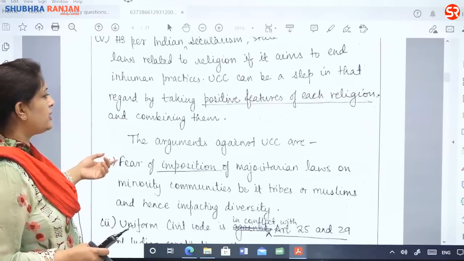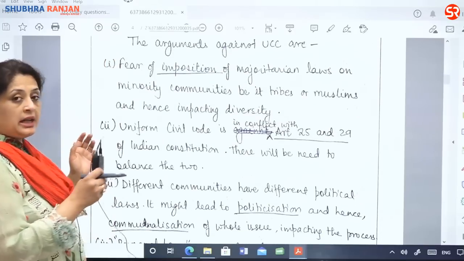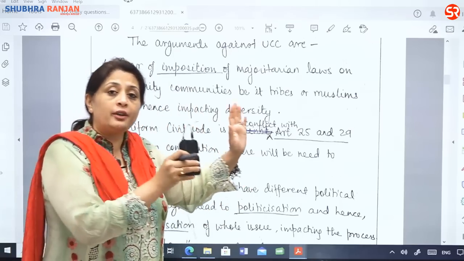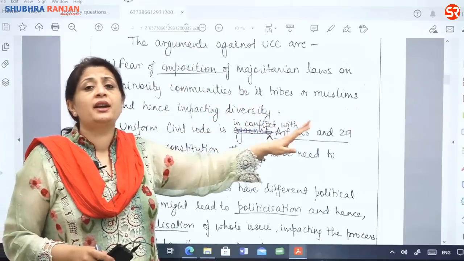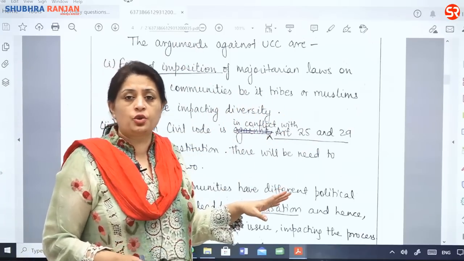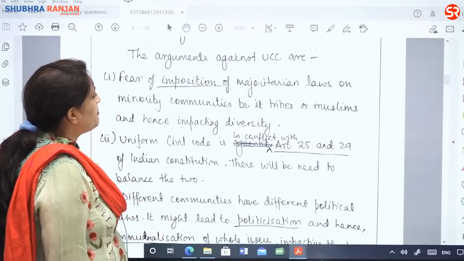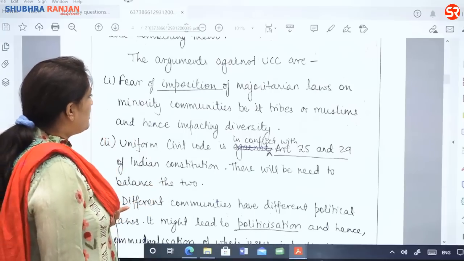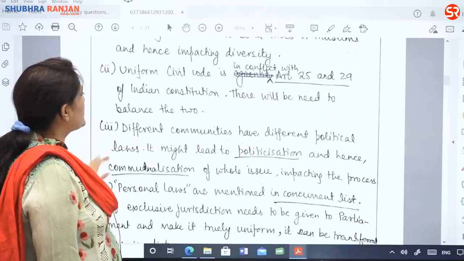In that regard, positive feature. The arguments against: either you write pros and cons, or you write favor and against. So there should be symmetry and harmony in the words that you choose. The arguments against are fear of imposition of majoritarian laws on minority communities, be it tribes or Muslims, which is a valid argument, and hence it will impact diversity.